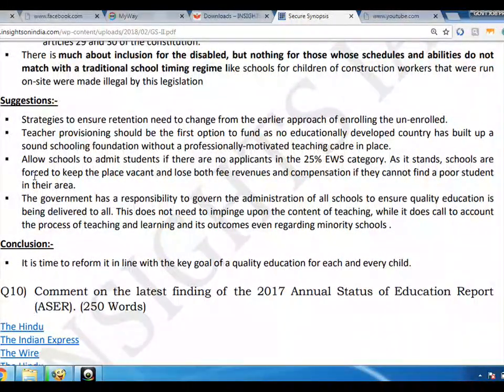The government has a responsibility to govern the administration of all schools to ensure quality education is being delivered to all. This does not need to impinge upon the content of teaching, while it does call to account the process of teaching and learning and its outcomes, even regarding minorities.